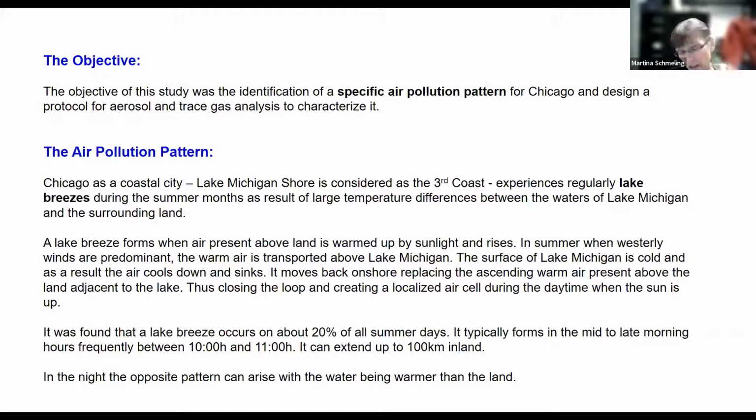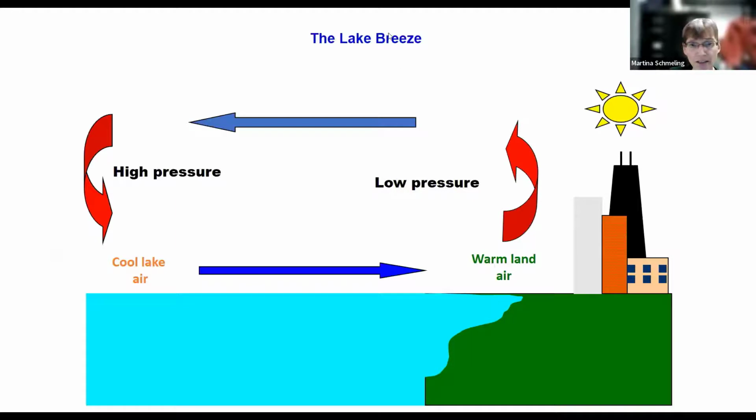And because of this, and you saw Lake Michigan is really big, it regularly experiences lake breezes during the summer months. And this is due to the large temperature differences between the waters of Lake Michigan and the surrounding land. So let me quickly walk you through that. It's easier done with basically a flow chart.